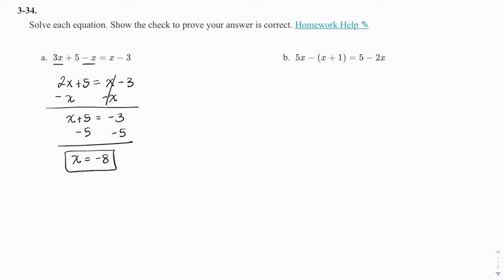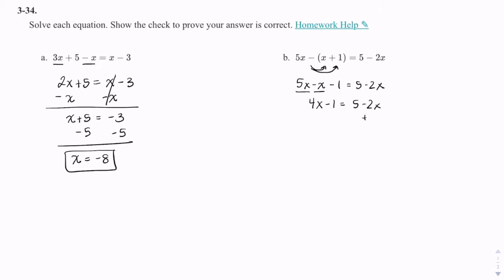For part B, I need to simplify. And to simplify this left side, this negative needs to get distributed into the parentheses. It's really like negative 1 times everything in parentheses. So that becomes 5x minus x, and then minus 1. That negative gets distributed in, equals 5 minus 2x. So now I'll combine like terms. I have 5x minus 1x. That's 4x minus 1 equals 5 minus 2x.